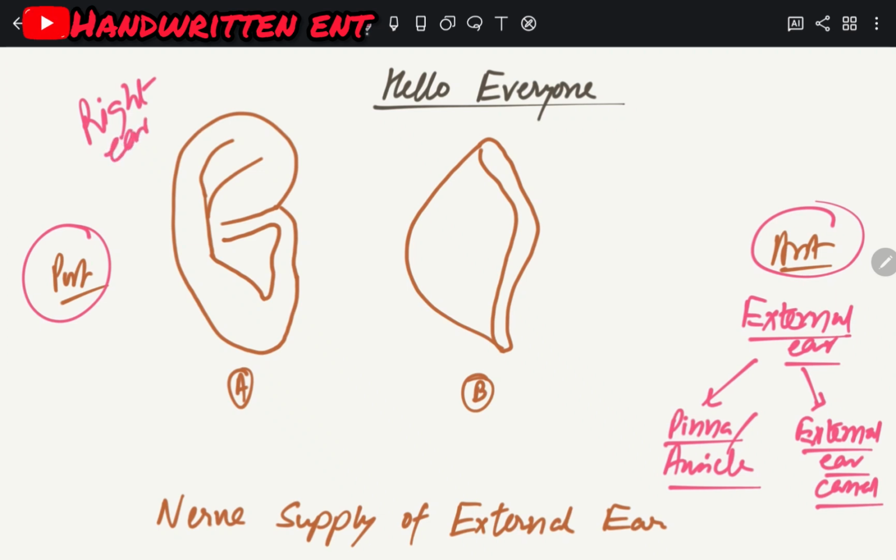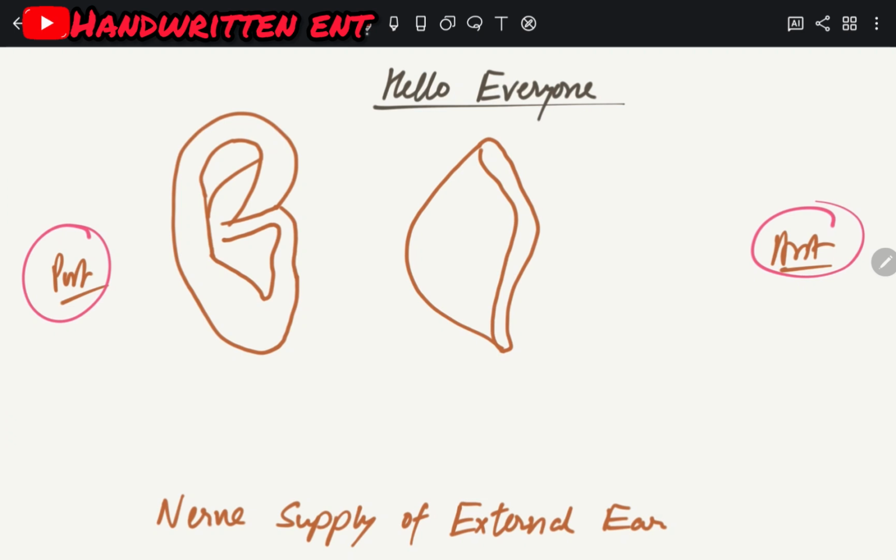The diagram which you see in front of you is that of a pinna or auricle of the right ear, and the one which is represented by A is the lateral surface of the pinna. You must be wondering what is diagram B. Basically diagram B is the medial surface of the pinna. How do we obtain this? We basically flip the ear from this to this direction, and hence we get the exposure for the medial surface. So let's learn about the nerve supply of pinna.